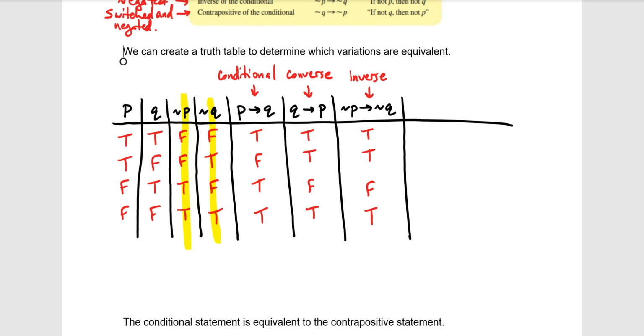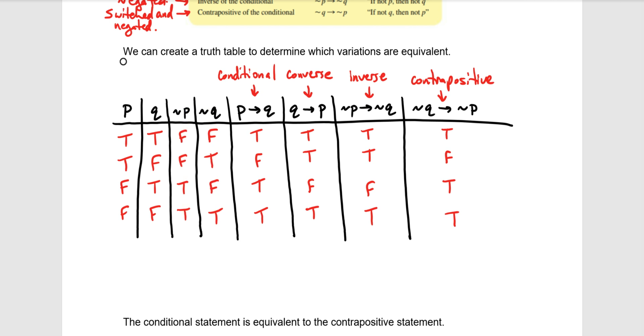And lastly, for the contrapositive, switched and negated, not Q to not P. So if not Q, then not P. And this is the contrapositive. So we're looking at the negations again, and this time starting with not Q and going to not P. The only time this is going to be false is when we have case 2. It goes from true to false. All of the other ones are true.